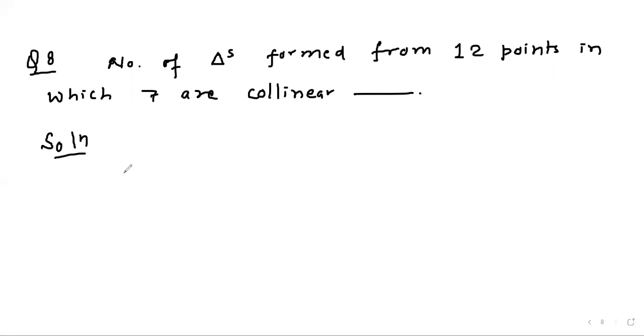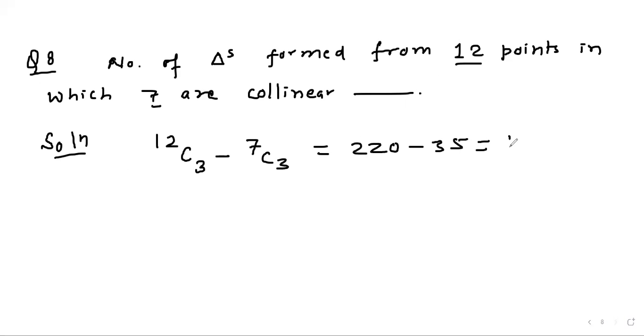So the rule says that first we take our points, so 12 points, and by joining 3 points, we will get the triangle. So 12C3 minus collinear points. So there are 7 collinear points, so 7C3. This can be evaluated, and this will give 220 minus 35, and that will be 185.